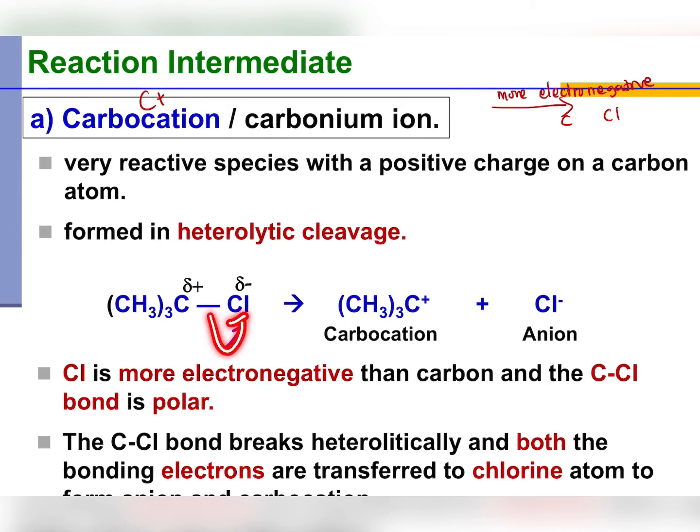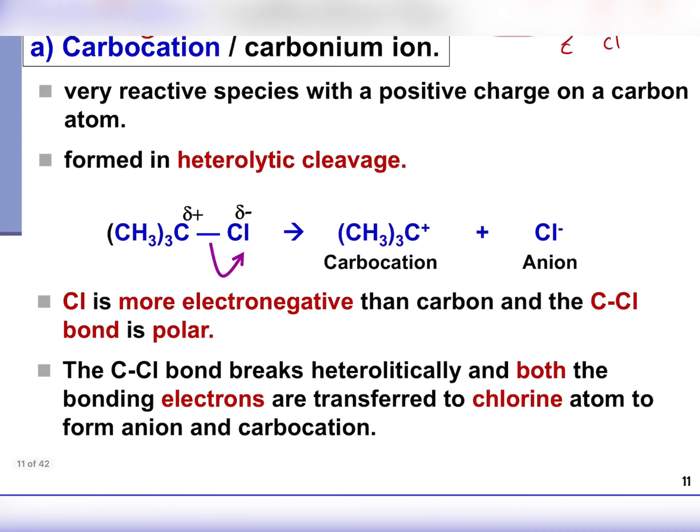So Cl akan attract the electron sebab dia more electronegative. Bila Cl yang dapat elektron, dua-dua elektron Cl dapat, so end up Cl dia bercharge negatif. So dia jadi anion. While carbon, since dia tak dapat elektron, dia bercharge positif. So this carbon yang bercharge positif, itulah yang kita panggil carbocation. So Cl is more electronegative than carbon and CCl bond is polar.